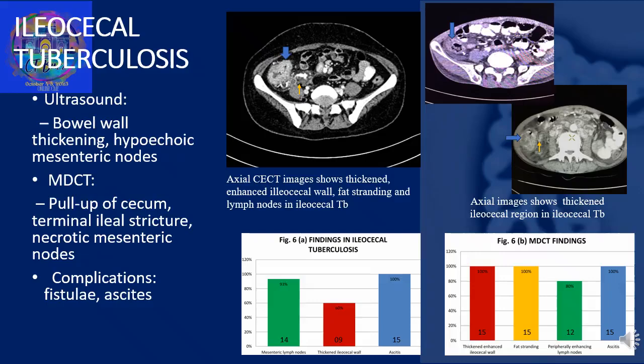In tuberculosis, on ultrasound, ileocecal wall thickening was seen in 9 patients with enlarged mesenteric nodes in 14 patients and ascites in 15 patients. On CT imaging, a thickened ileocecal wall was seen in 15 patients as shown in these images, with other features including surrounding fat stranding, necrotic lymph nodes, and ascites.